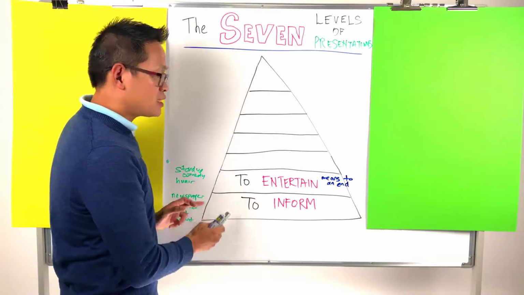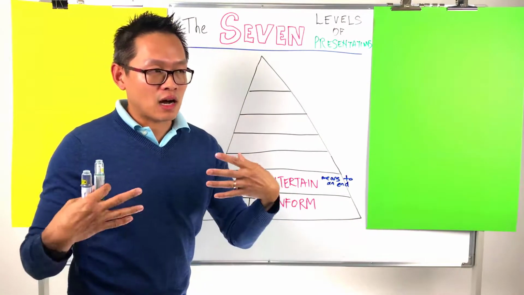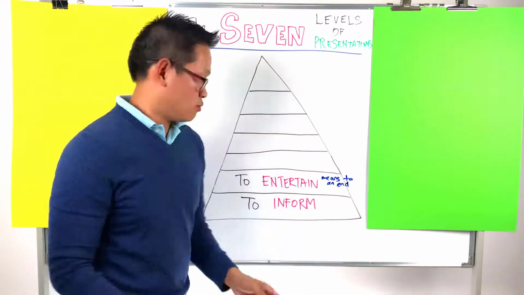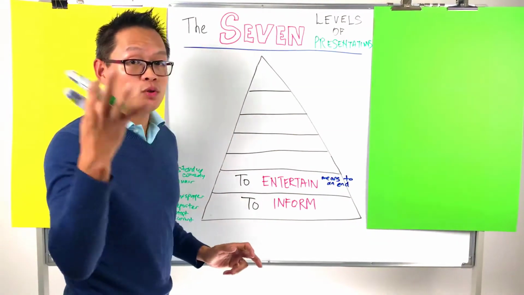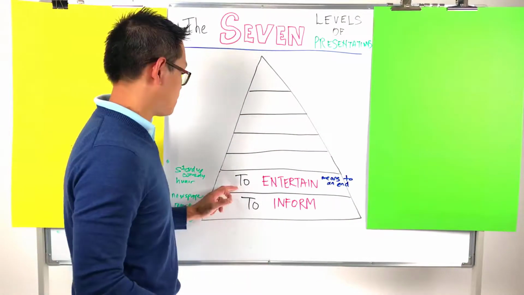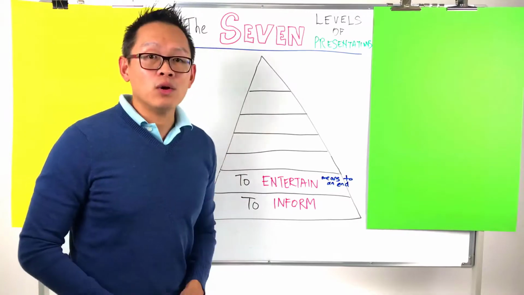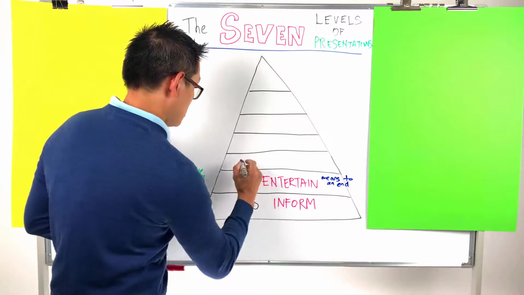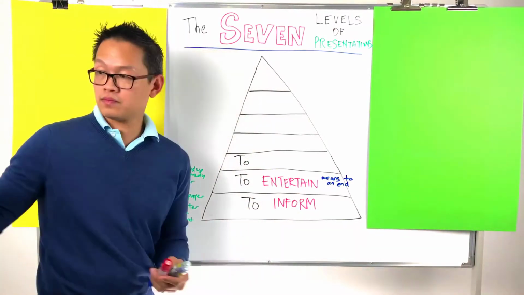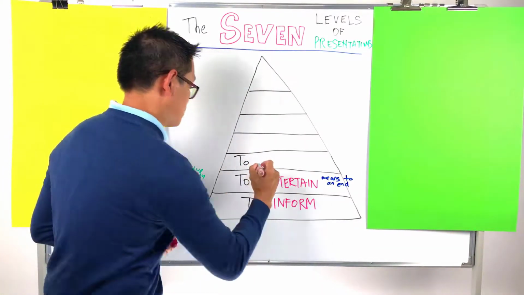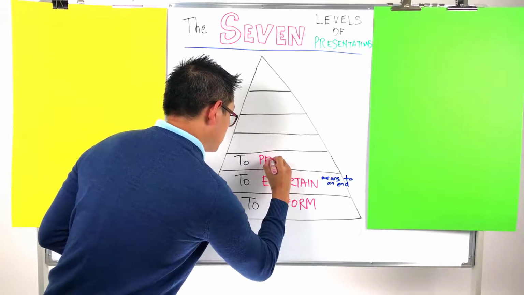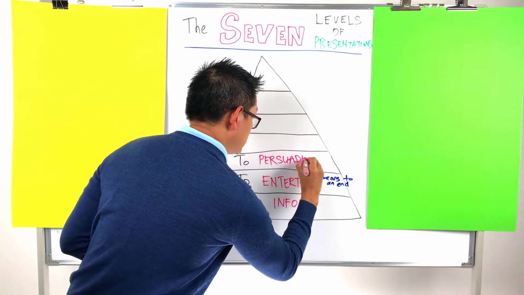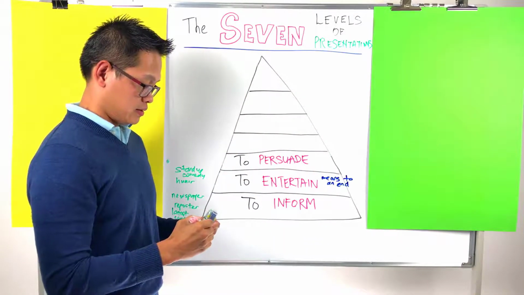And when you entertain someone, people laugh, their guard is off, they become more relaxed, they get more comfortable, they get used to you, they like you. And if you are able to entertain them, they are able to absorb more information. But what is the next level? The next level is what I call to persuade. Yes. Persuade.